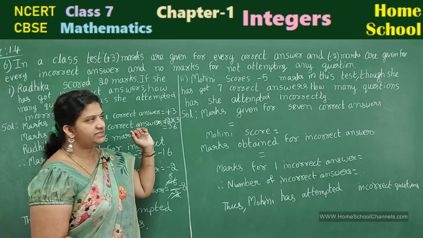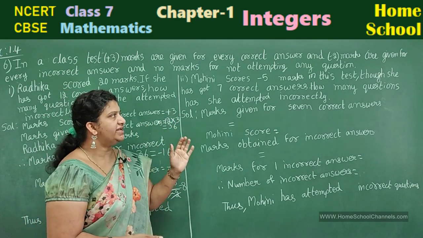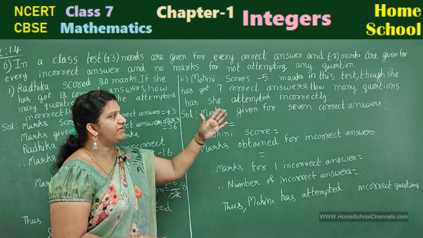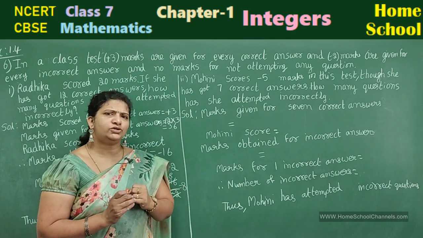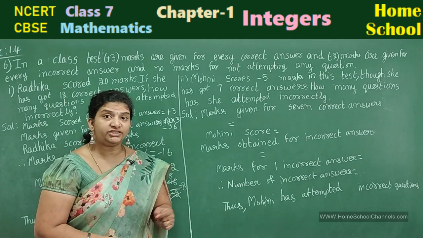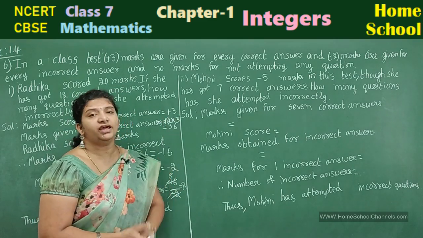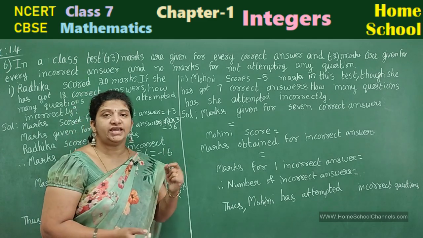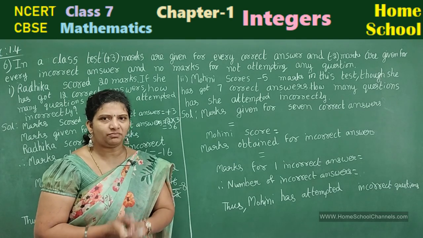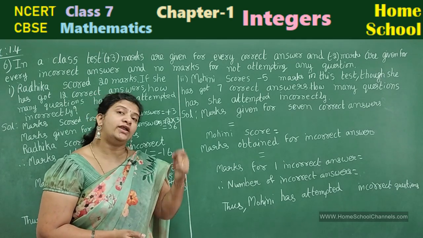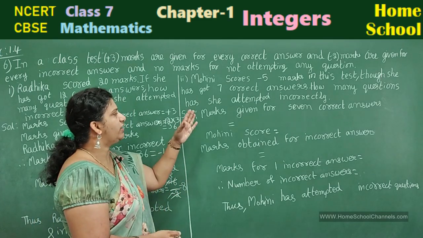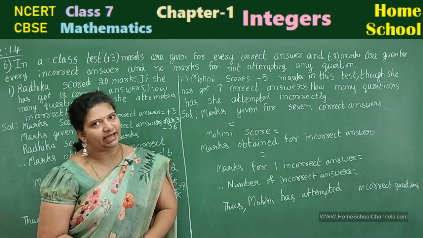Second sub question in this. Mohini scores minus 5 marks in this test, though she has got 7 correct answers. What is the total score of Mohini in this test? Minus 5. But she has attempted 7 correct answers. Though she attempted 7 correct answers also, she got negative marks. That means she has done more incorrect answers in the test. Let us check it out. How many questions has she attempted incorrectly?